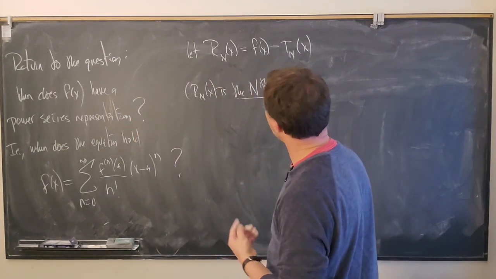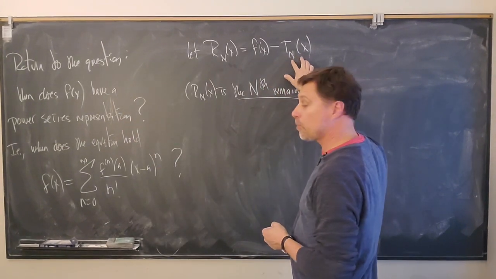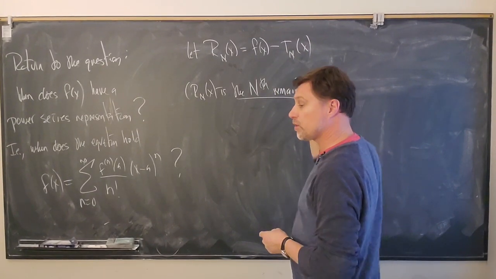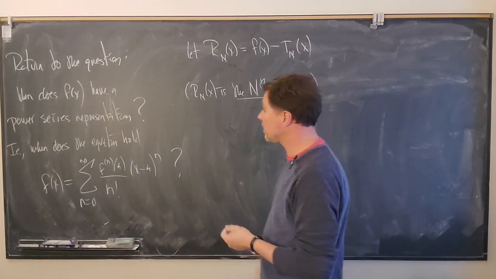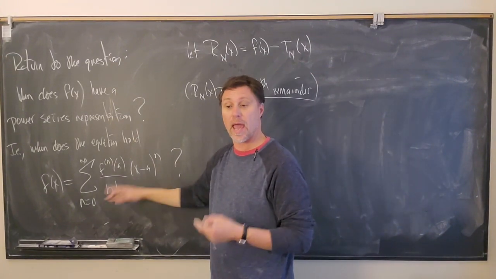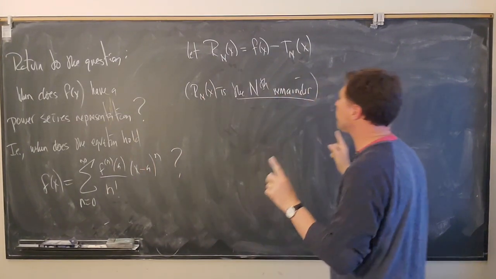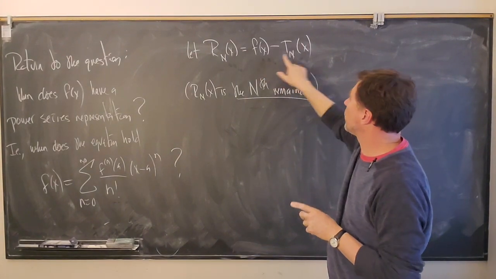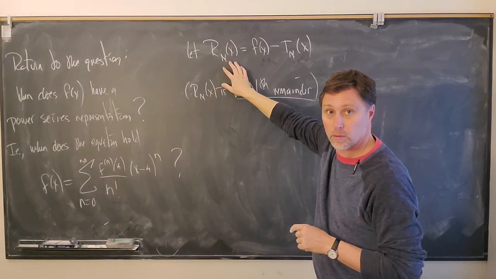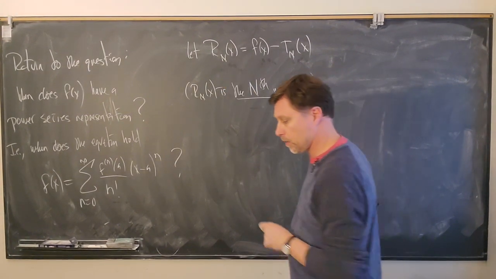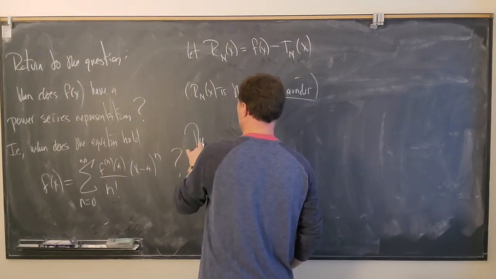Now, remember, the Taylor polynomial, as n gets larger and larger and larger, gets closer and closer to the actual Taylor series. And so if the function is going to equal its Taylor series, then we would need this remainder to go to 0, right? And so that's our theorem here.